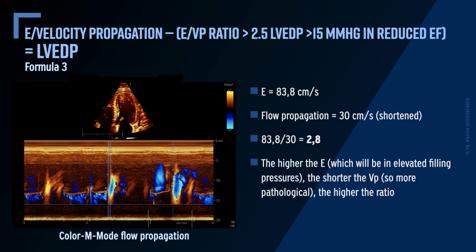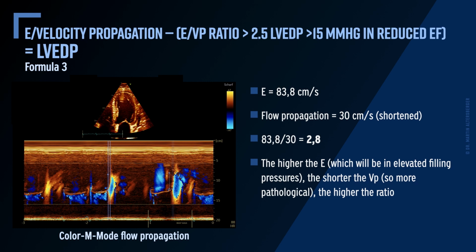And there we have a measurement of the flow propagation of 30 centimeters per second, which is shortened. Now, when we divide 83.8 by 30, it's 2.8, meaning elevation in filling pressures in this patient with reduced ejection fraction is present. So the higher the E wave, which will be, of course, an elevation in filling pressures, and the shorter the velocity flow propagation, so more pathological, the higher the ratio will be, and the higher the ratio, of course, the more likely an elevation in filling pressures in patients with reduced ejection fraction is present.